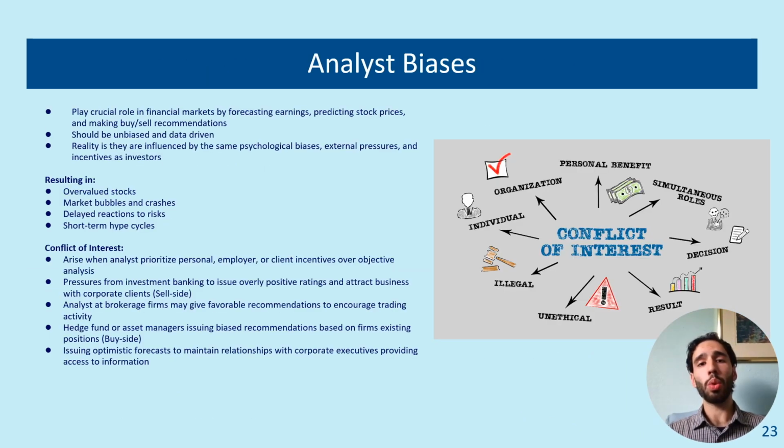Analysts play a crucial role in financial markets by forecasting earnings, predicting stock prices, and making buy-sell recommendations. Ideally, they are objective and data-driven, but the reality is they are influenced by the same psychological biases, incentives, and external pressures as investors. The main consequences of analyst biases are that they tend to overvalue stocks, which can contribute to market bubbles and crashes. In addition, analysts are slow to downgrade stocks despite clear warning signs, and momentum-driven ratings can cause price swings in the short term.